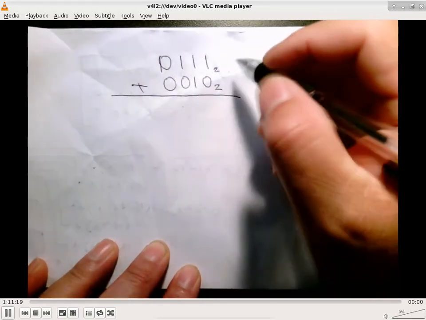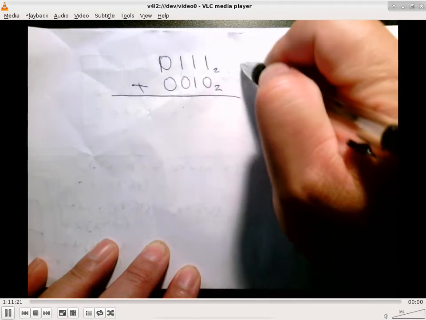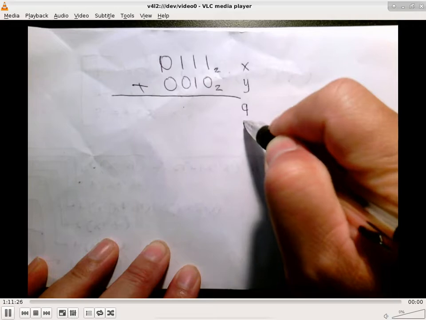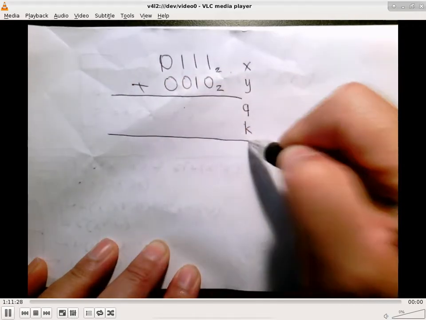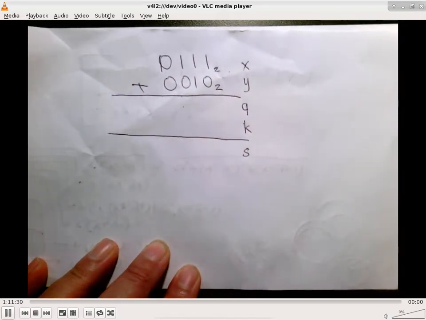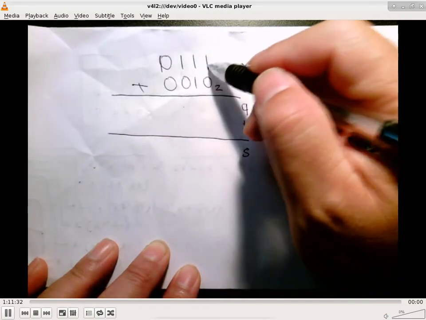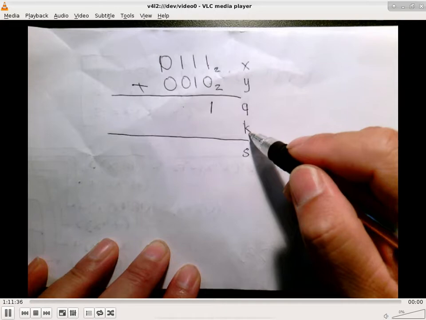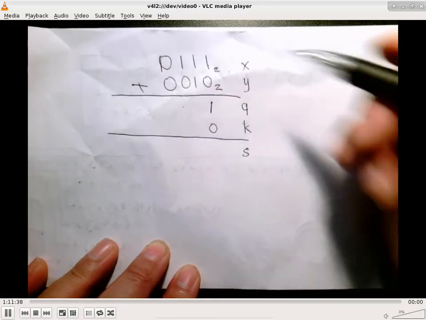And I'll use the same rows. Okay, so this is row X, this is row Y, this is row Q, this is row K, and then the row S is the actual sum. Okay, 1 plus 0 has a partial sum of 1. The implicit K0 is a 0. It's just kind of given.